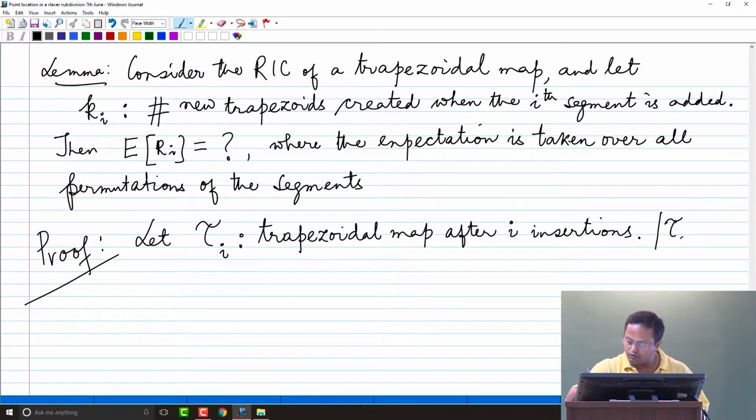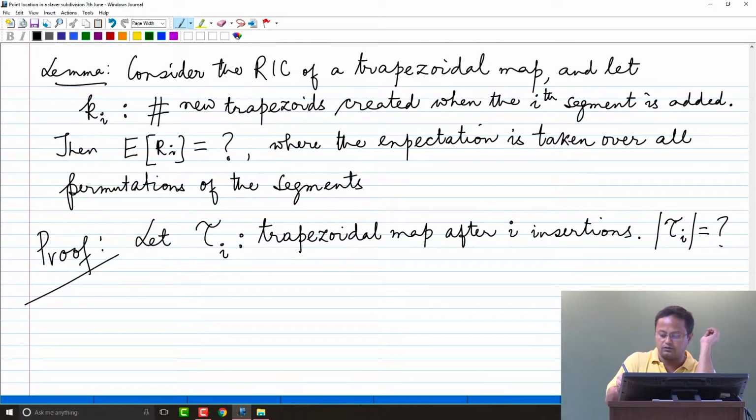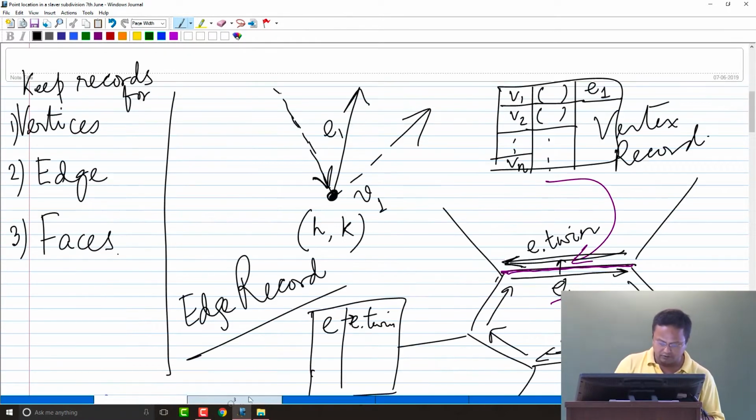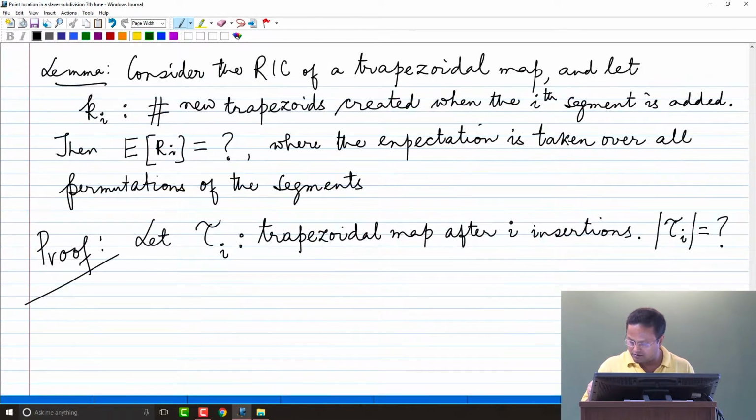Mind you, what is this? Order i, right, 6n plus 4 or 3n plus something, the first result that we proved. So, linear in the number of line segments. So, remember this, I will use this later on, this is order i.